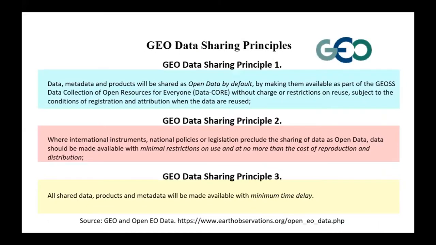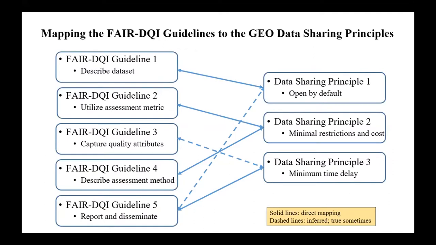We can look at the geodata sharing principles. And quite simply, we can say that there are three, and they are simply open data by default, and with minimal restrictions on use, and at no more cost than the cost of reproduction and distribution, and then with minimal time delay. So they're quite simple, and there are only three of them. And moving along, here is the mapping of these. And you can see the guideline one is mapping directly to data sharing principle one, but there's also a dotted line between the FAIR DQI guideline five and data sharing principle one. And that goes to another point I'd like to raise. We could go on to the next slide.